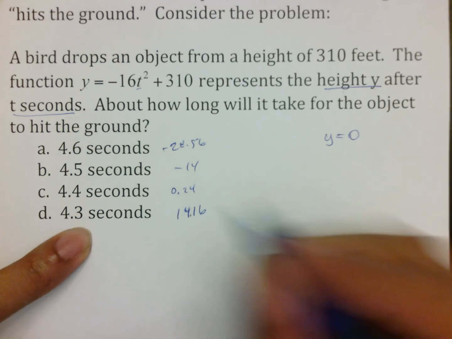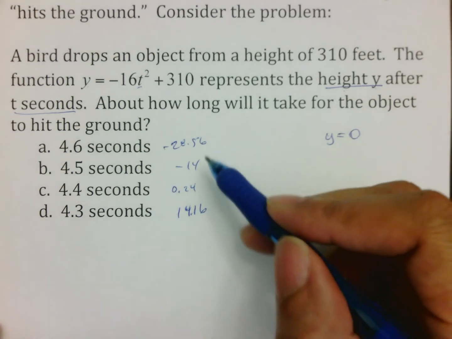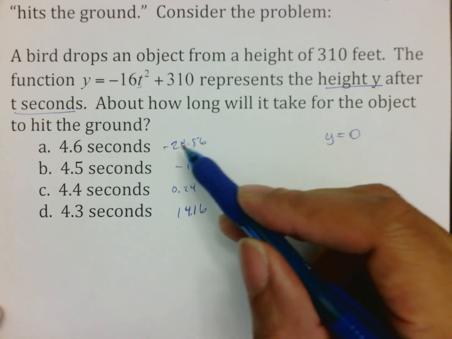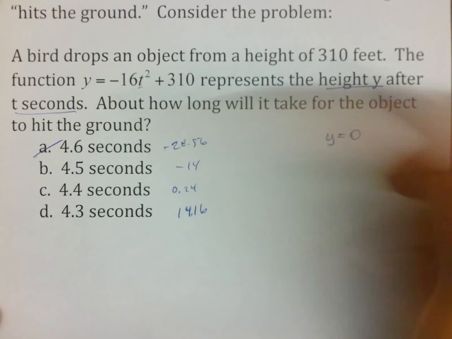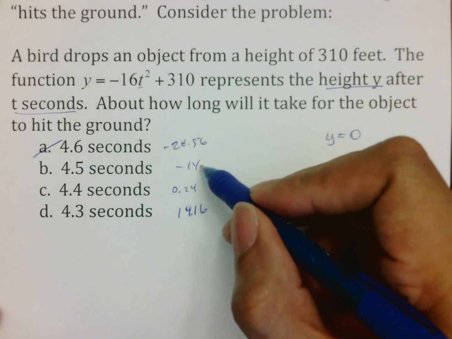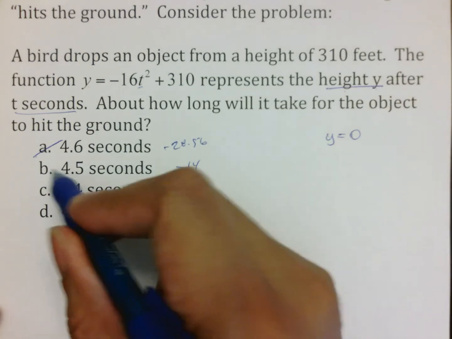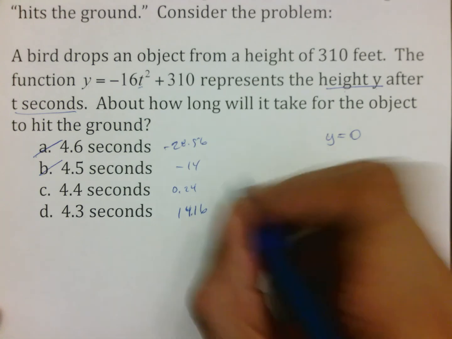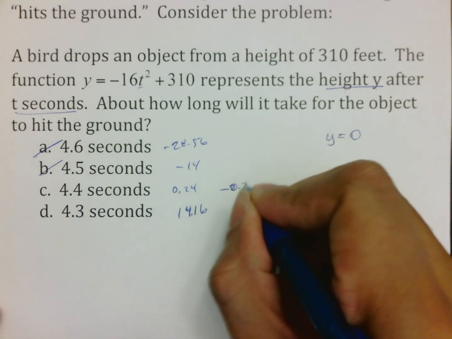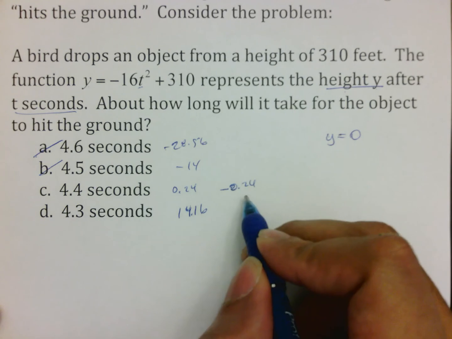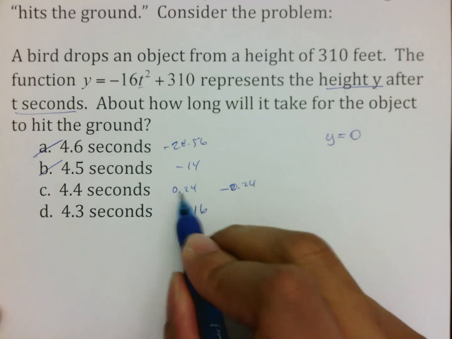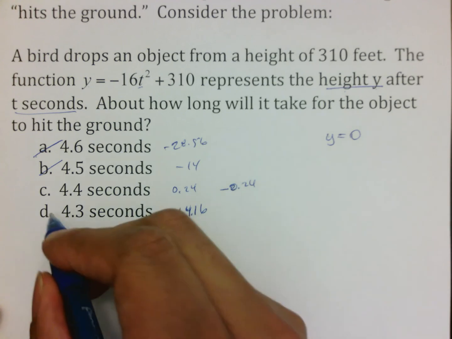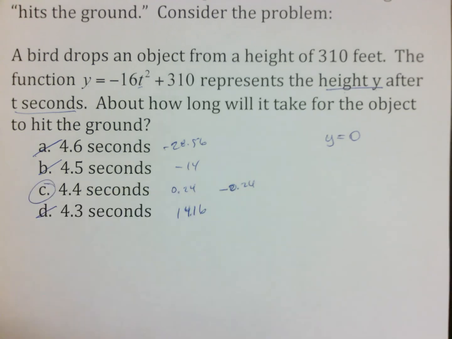Now let me explain what this means so you can try to think your way through these questions if you happen to see them anywhere. Negative 28.56 means that it has gone through the ground, because remember that's the height. It means it's 28 feet below the ground. Obviously that's not it. Negative 14 means it's 14 feet below the ground. Obviously that's not it. Now I understand that 0.24 has not hit the ground, but let's look at the fact that it's 0.24, which means this is pretty close to 0, whereas that is another 14, which means it can't be. It means it takes about 4.4 seconds.